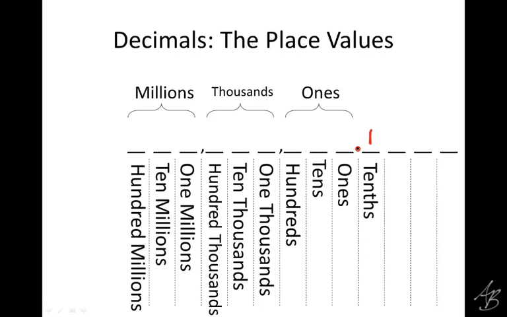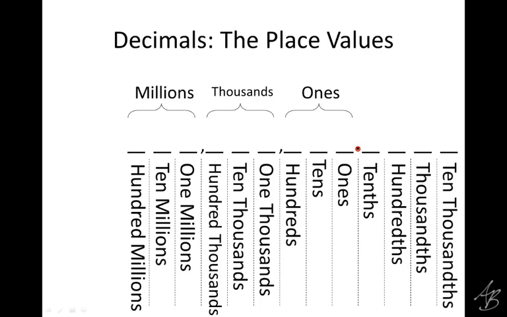The next place to the right of that is going to be hundredths. And the next place after that is thousandths. And the next one after that is 10,000ths. And this is going to keep going in the same order that these did.